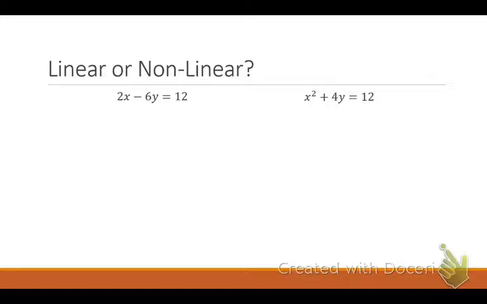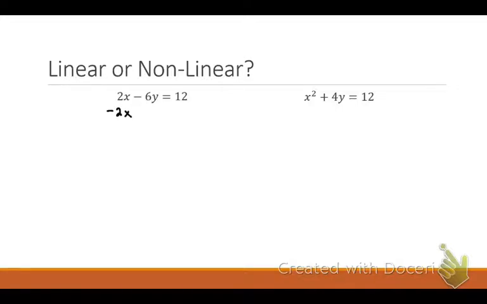Okay. Is it in slope-intercept form, or can you make it in slope-intercept form? So I had a lot of people on the quiz Friday say that this first one that looks like this is non-linear. But can you get it in slope-intercept? Yes. Could you solve for y? Absolutely. So your work is to do that, to solve for y.